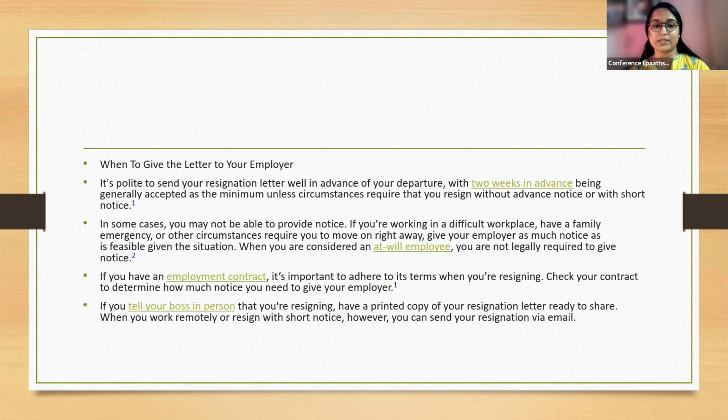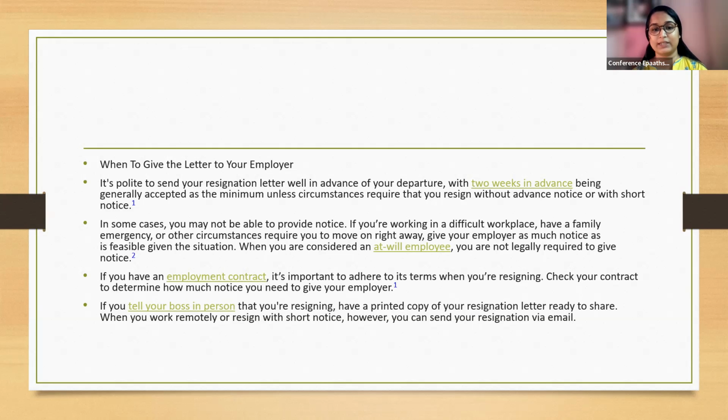It's polite to send your resignation letter well in advance of your departure, with 2 weeks in advance being generally accepted as the minimum, unless circumstances require that you resign without advance notice or with short notice. So every company has some rules. Some company, when you join the company, you will get to know maybe you have to have 1 month notice period before resigning or departing the company. Maybe another company have 15 days notice period like that. So the minimum is 15 days, 2 weeks advance.